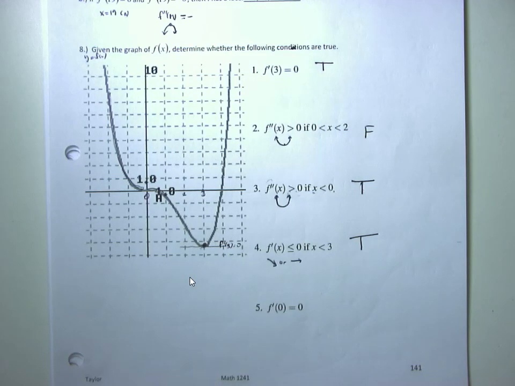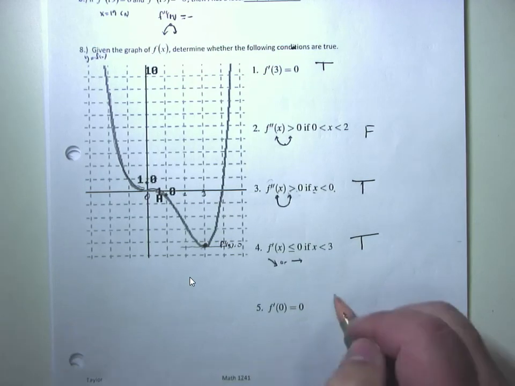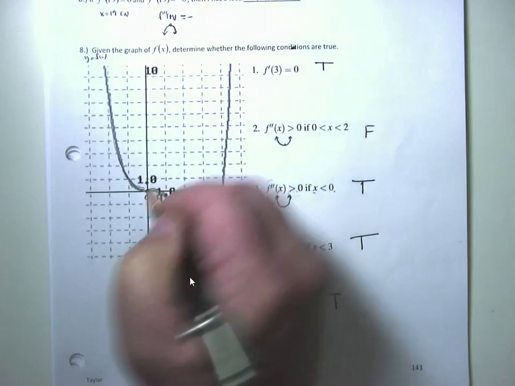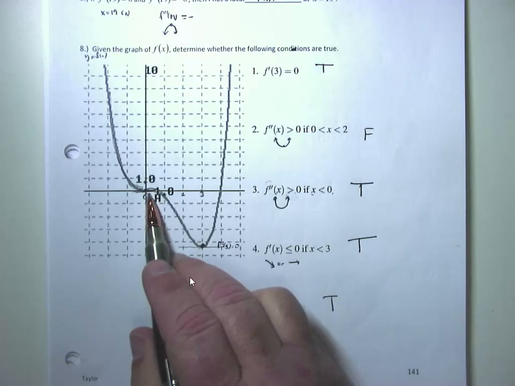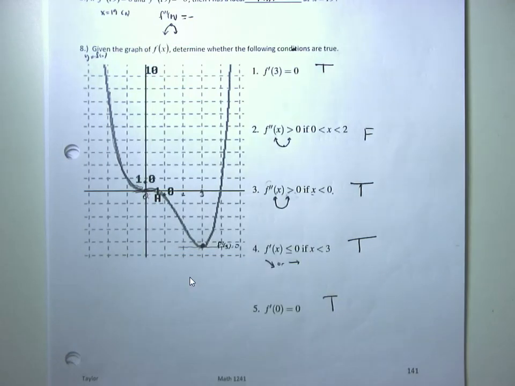True or false? F prime of 0 is equal to 0. Shake your head yes. True. Because we just talked about it. The derivative right there has a horizontal tangent line. Now, it's not a max-min point, but the derivative here is equal to 0. Does that make sense? Questions? But this was the nice one because it gave us the graph of f of x.